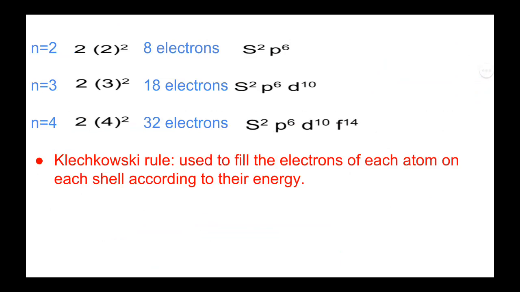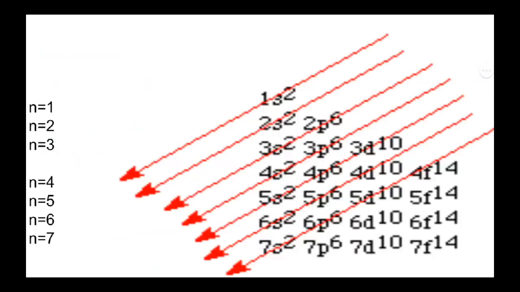Now let's talk about Klechkowski rule. Klechkowski rule is used to fill the electrons of each atom on each shell according to their energy. And here is the picture. n equal 1, so I'm talking about the first energy level. The subshell is s. s fits maximum 2 electrons, so it is 1s2.